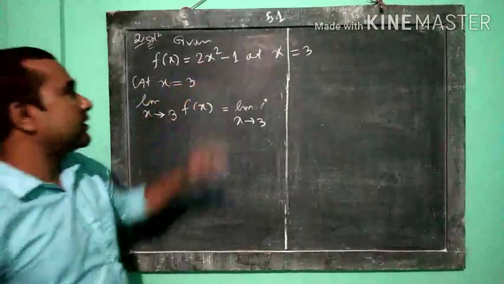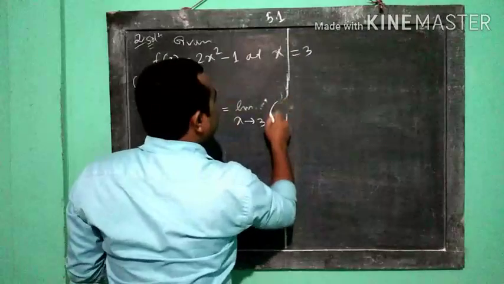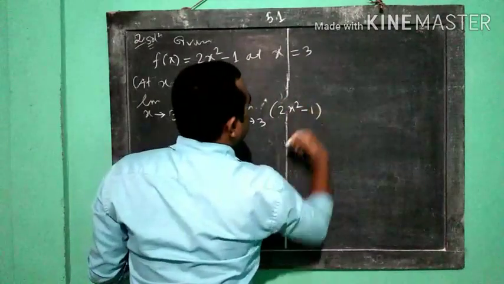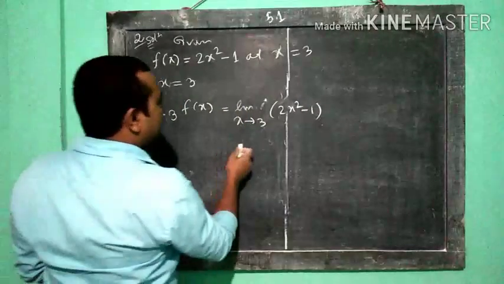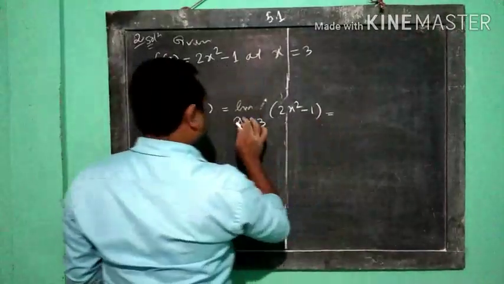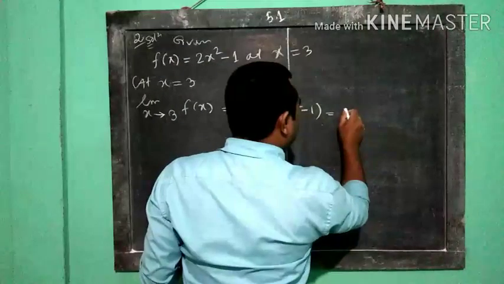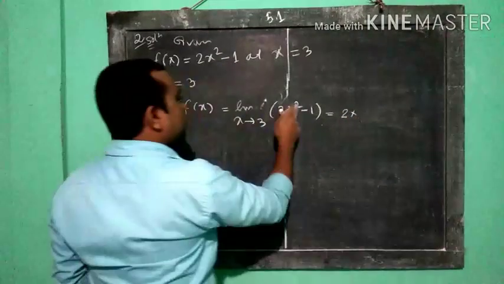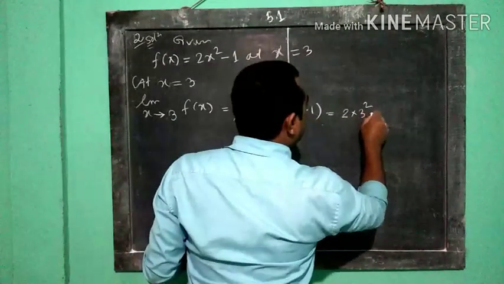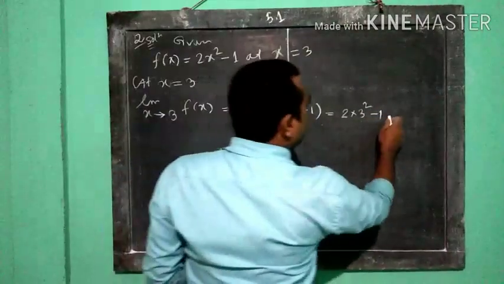f(x) is given here. What is f(x)? f(x) is 2x² − 1. So if we put the value of x in this equation, then what do we get? 2 into x, which is 3, so 3² − 1. This is equal to what?